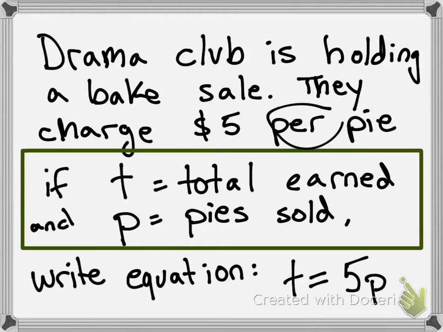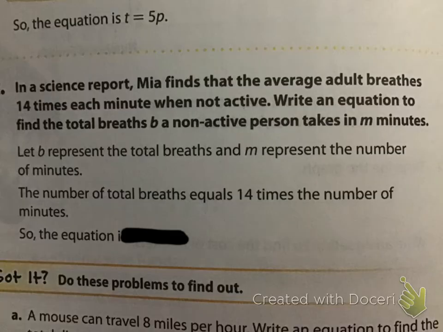Once again, we see this. They charge $5 per. That means each. We see that. So, in science, Mia finds that the average adult breathes 14 times each minute when not active. Write an equation to find the total breaths B in a non-active person in m minutes. Who can tell me what this equation would be, Gloria? B equals 14m. At this point, it's just reading the problem, figuring out what the operation is, typically multiplication, but not always. And then we see this.